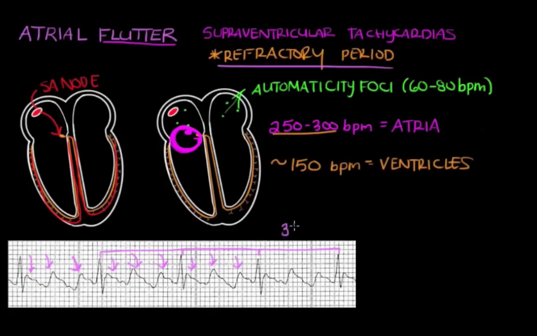So this is called 3-to-1 conduction. In atrial flutter, you can also have 2-to-1 conduction, where you'd have two P waves for every QRS, or even 4 or 5 P waves for every QRS. But this example is 3-to-1 conduction. And if you look closely, you can appreciate that the lines that the P waves make a certain pattern, and they kind of resemble the teeth on a saw. So classic A flutter is said to have a sawtooth pattern, and the sawteeth are the P waves.